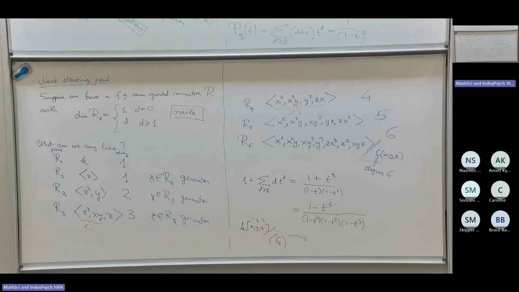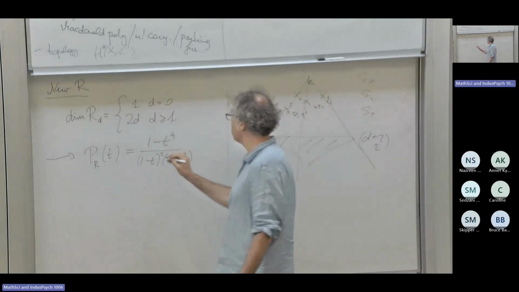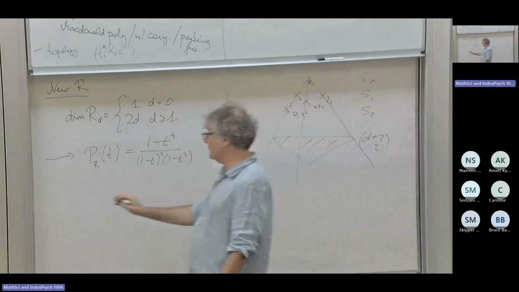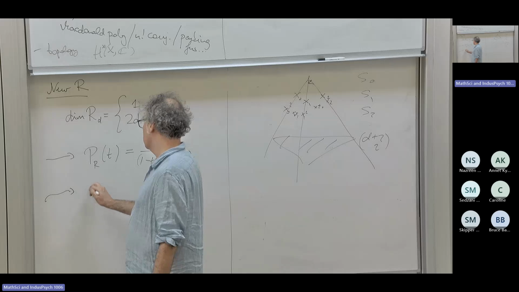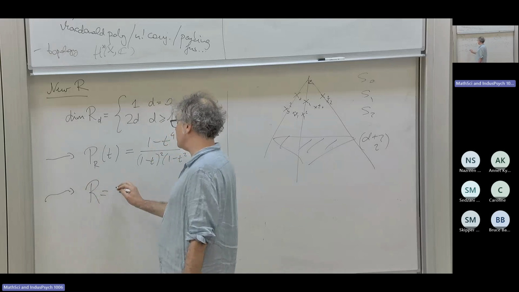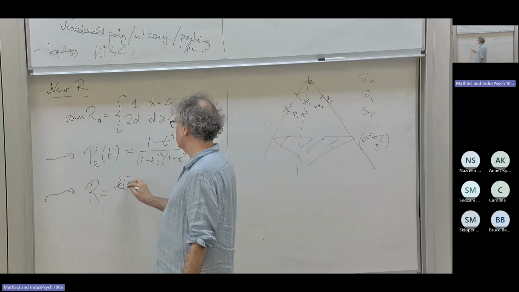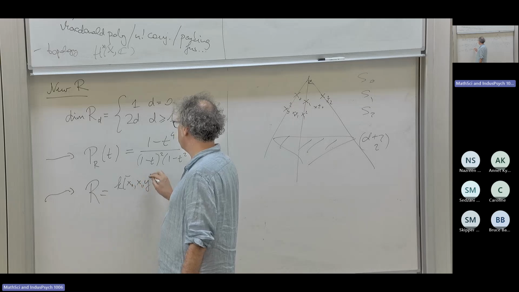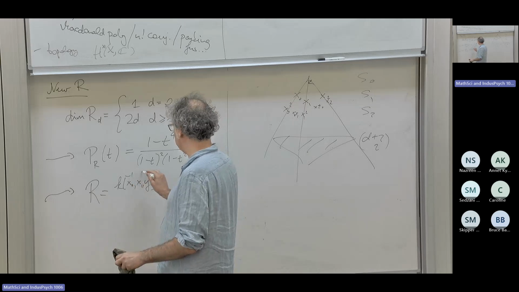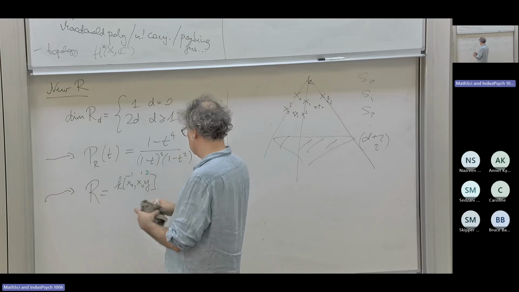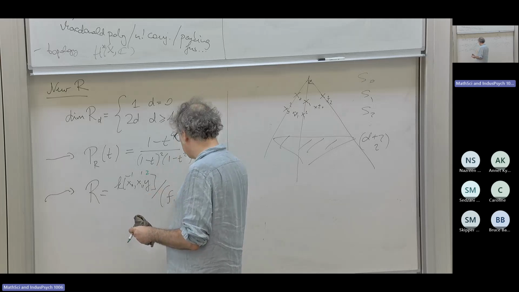from here you can just compute the series P_R(t), and the answer is going to be 1 minus t to the 4 over (1 minus t)(1 minus t)(1 minus t squared). And this is going to be compatible with a ring, which under this genericity assumption is K[x0, x1, y], with weights 1, 1, 2, like here, modulo a quartic relation.